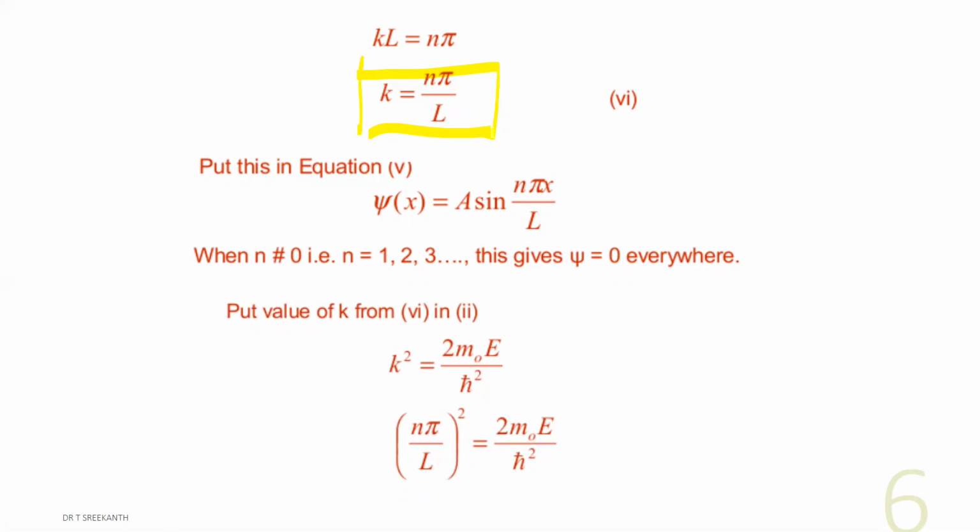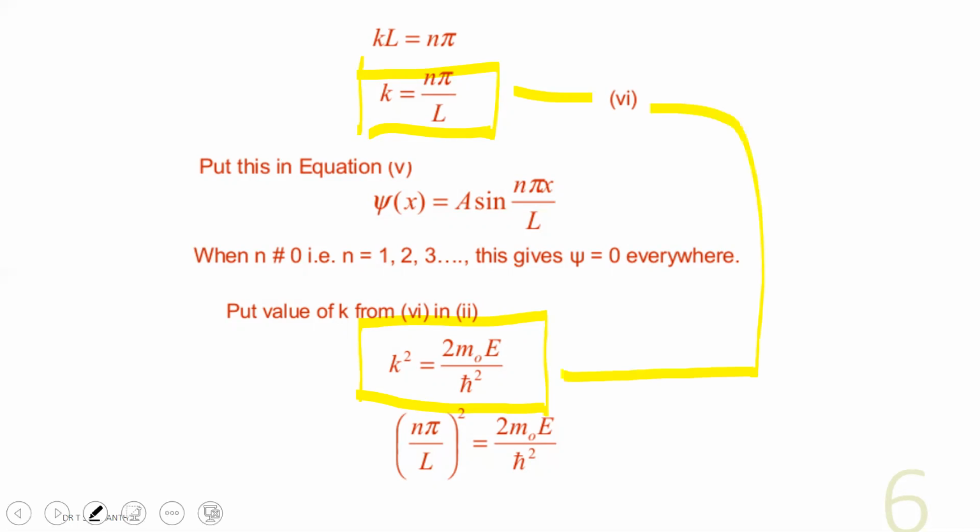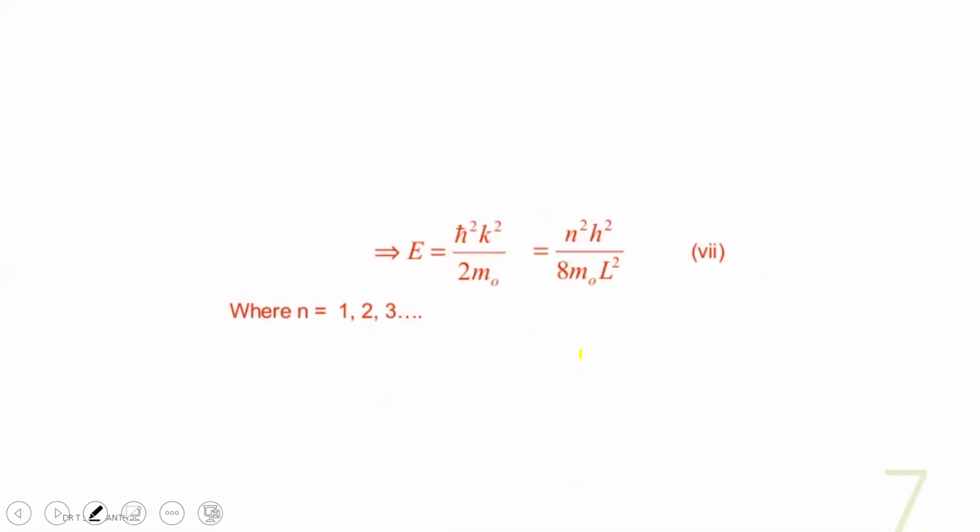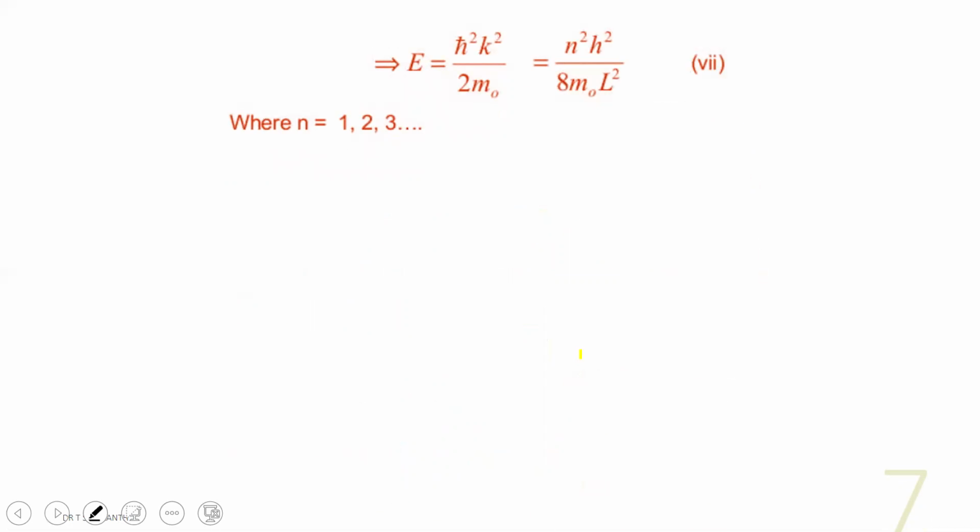Now we have the second equation, that is k square is equal to 2m naught E by h cross square. But we already know the k value, that is n pi by L. So this value we are substituting here: n pi by L whole square is equal to 2m naught E by h cross square. From this we will calculate the E value.